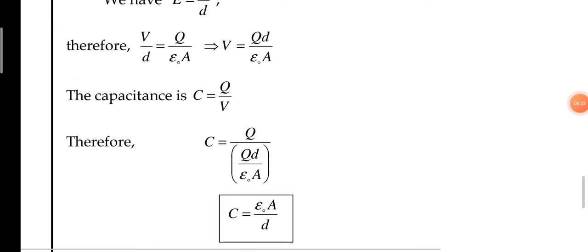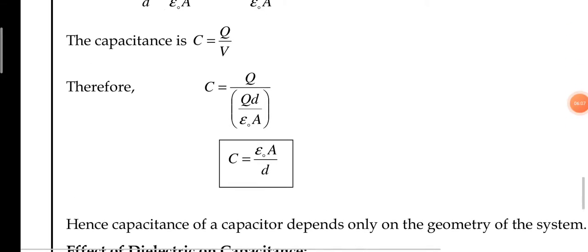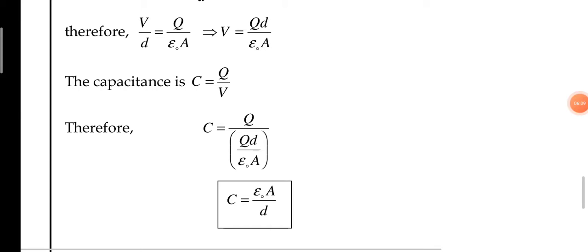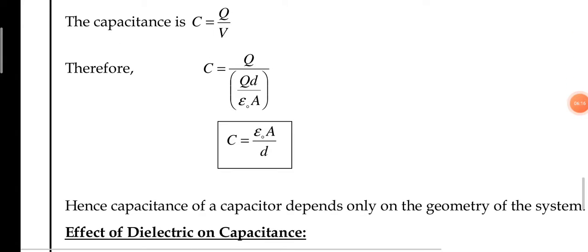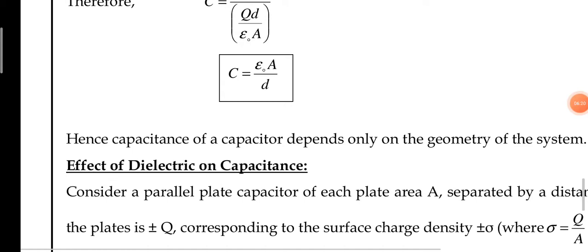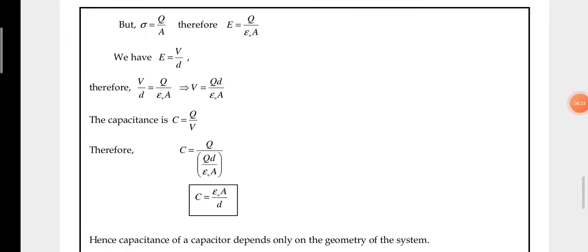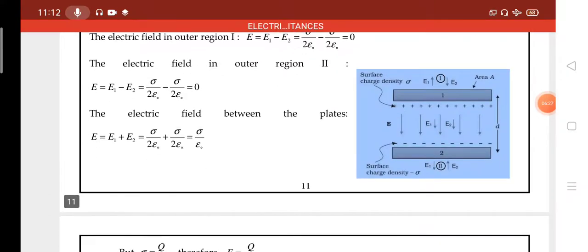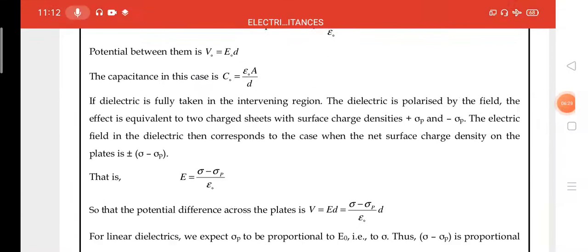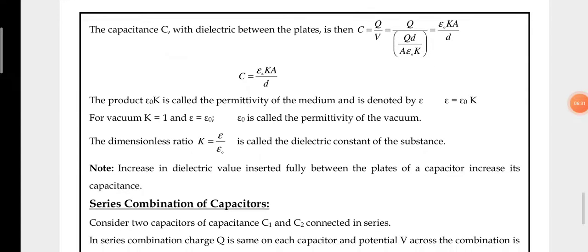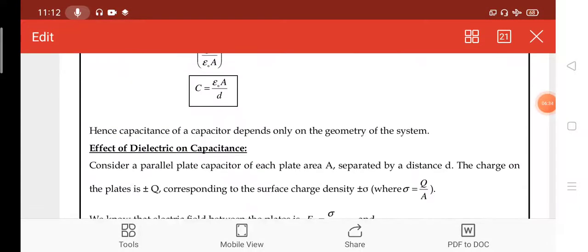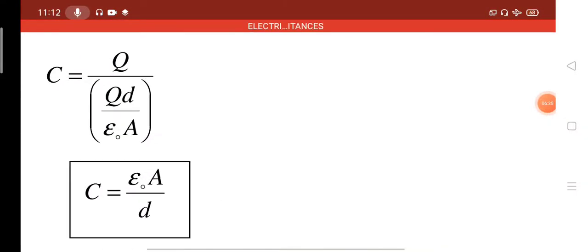From the definition of capacitance of a capacitor, C equal to Q by V. Instead of V, if you write Q d by epsilon naught A, you get finally the expression for capacitance of a parallel plate capacitor, epsilon naught A divided by d. This is when an air medium is taken between the two plates. Capacitance of a parallel plate capacitor is epsilon naught A divided by d, where d is the distance.